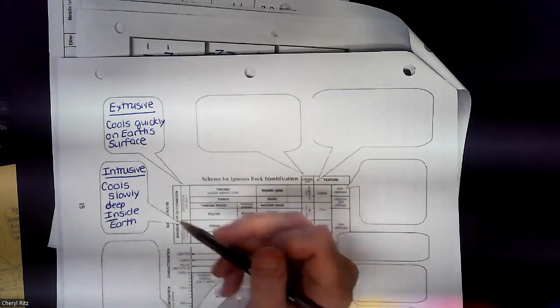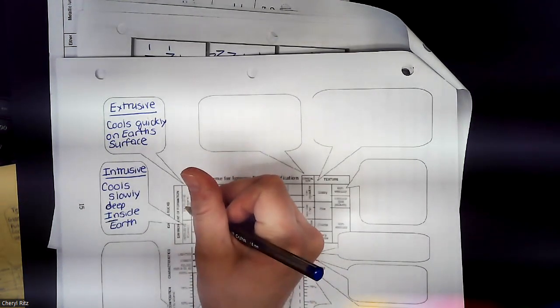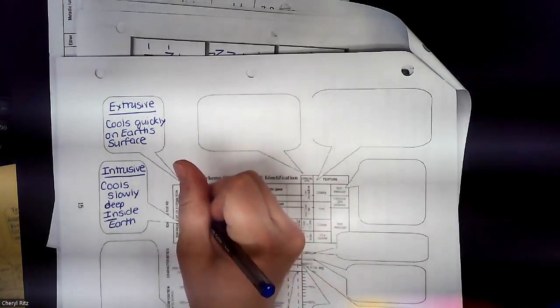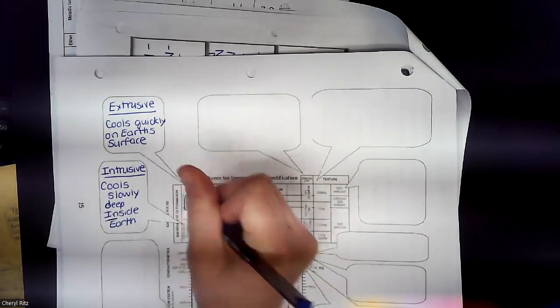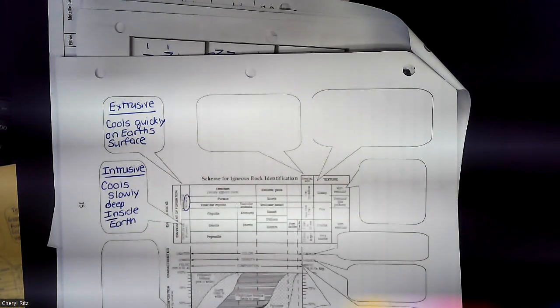Now you may notice that there's some words underneath the word intrusive and extrusive. So right here underneath the word extrusive, I know you can't read mine, but can you read your own? What does that say?